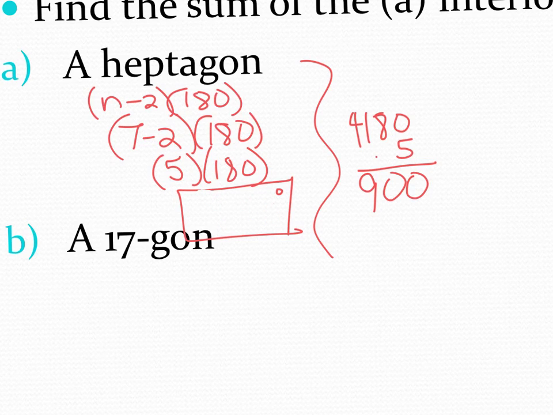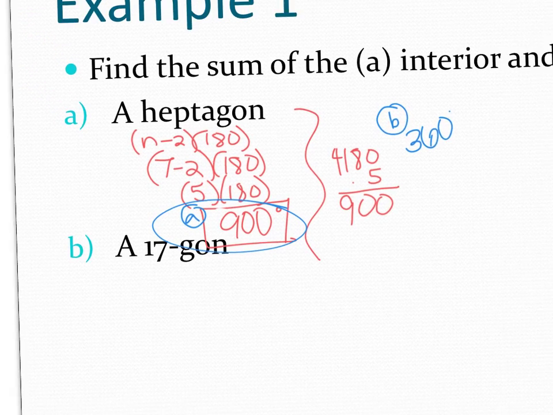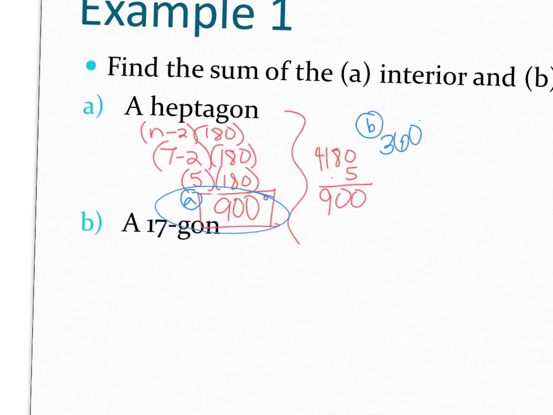Okay, the sum of the exterior. And this is the question that you pray for because what's the answer? 360, no matter what. So here's the sum of the interior. The sum of the exterior is 360 no matter how many sides.